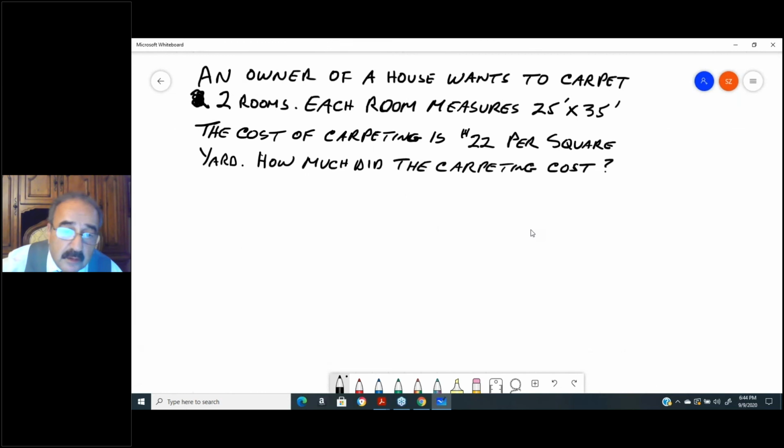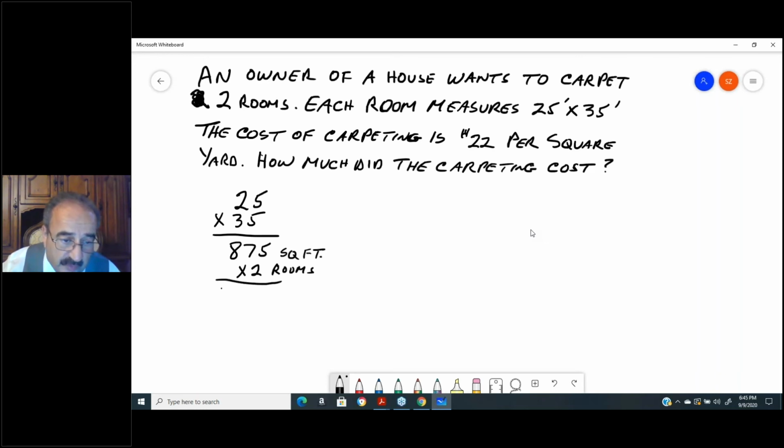So each room that this guy wants to carpet measures 25 feet by 35 feet. 25 times 35 feet will give me 875 square feet. Times 2 rooms. That's where a lot of people make a mistake. Times 2 rooms, which equals 1,750 square feet.